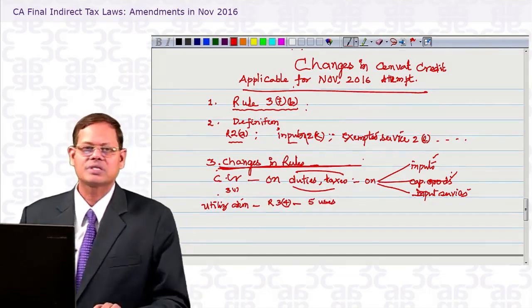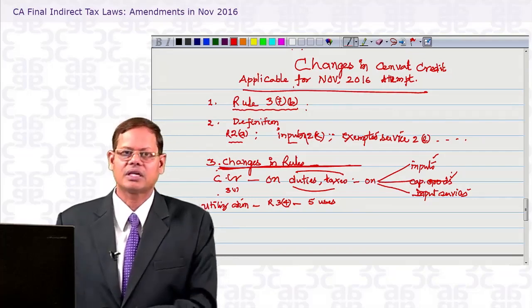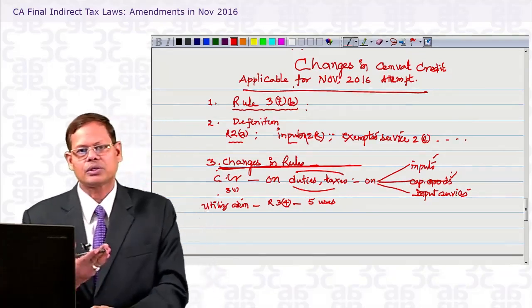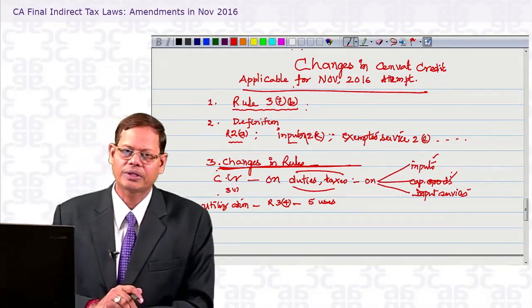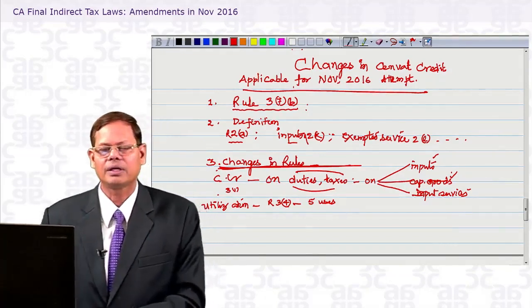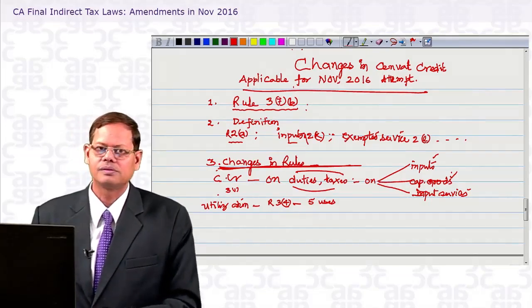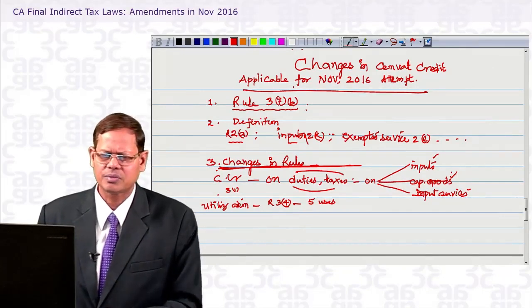What are the 5 uses? A service provider to pay service tax on output service, a manufacturer to pay excise duty on the final product, plus 3 more: to pay on repaired or reconditioned goods, that is reversal. They are talking about payment or reversal as the case may be.